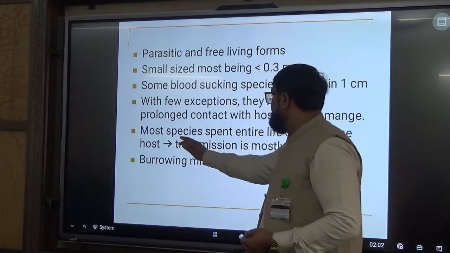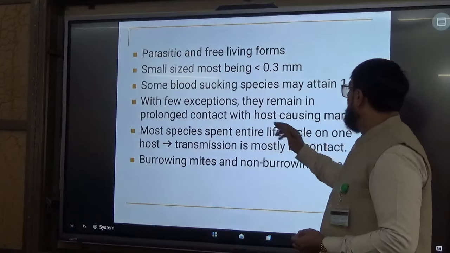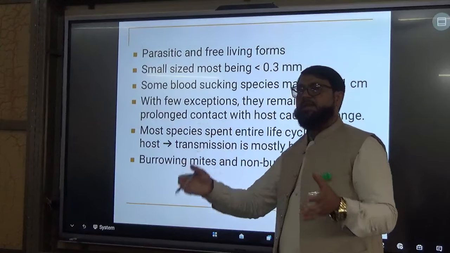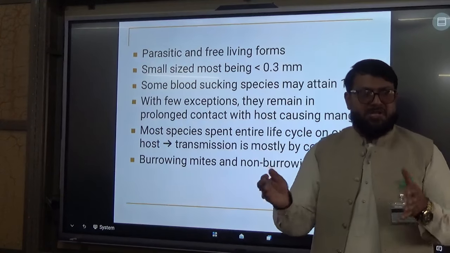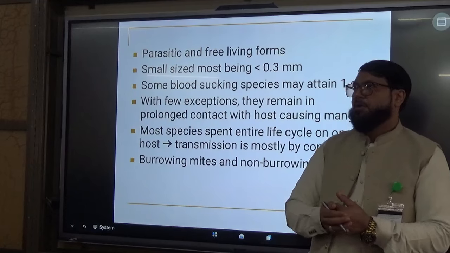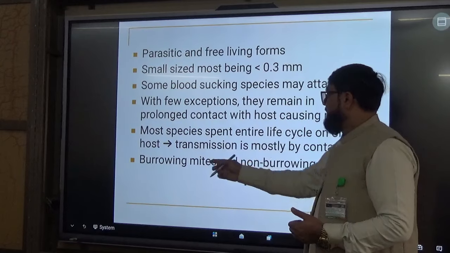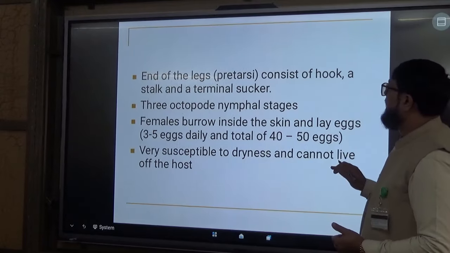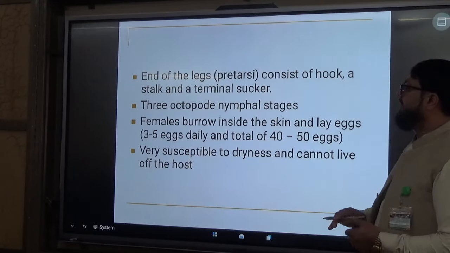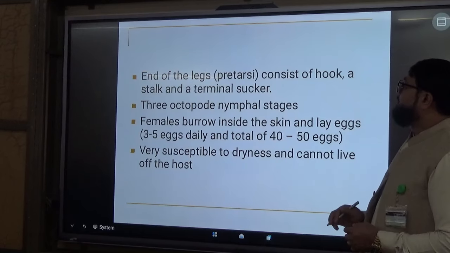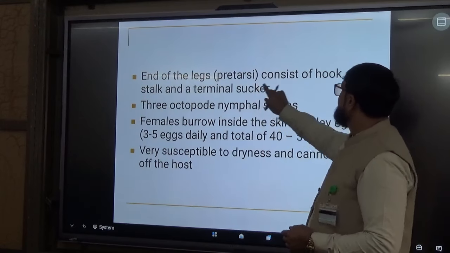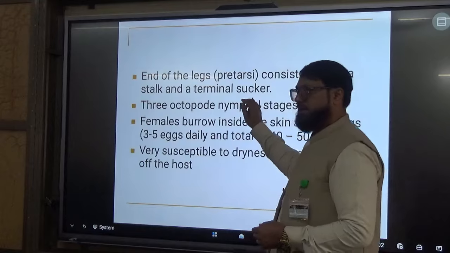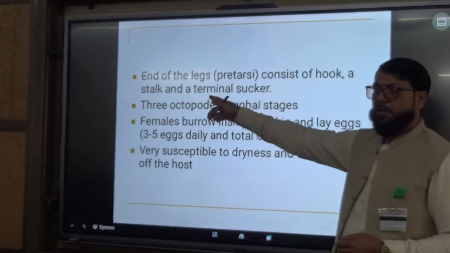So most species spend their entire life cycle on one host, and it makes sense that if they are spending their entire life cycle on the host, the transmission is possible through physical contact. Burrowing mites and non-burrowing mites, these are the two terms. We'll talk about that later, and there is another slide where we have mentioned it. That's what we mentioned in the picture.